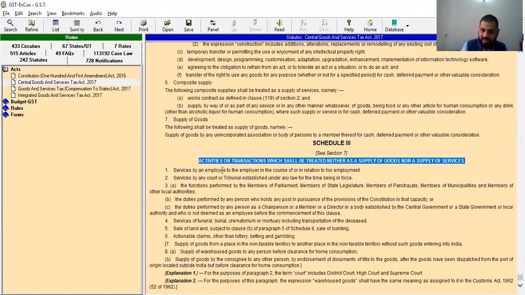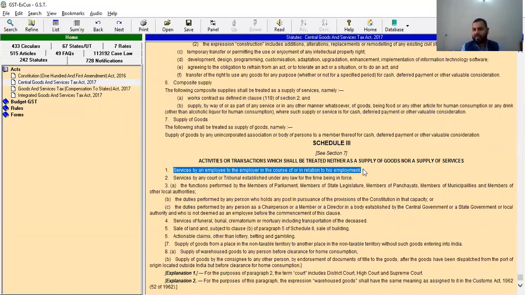So the first mentioned in this list is services by an employee to the employer in the course of or in relation to his employment. This is very important, and we must read it once again to understand what it is trying to say. It is saying that if there are certain services which have been provided by an employee to the employer in the course of or in relation to his employment, it will not qualify as a supply.